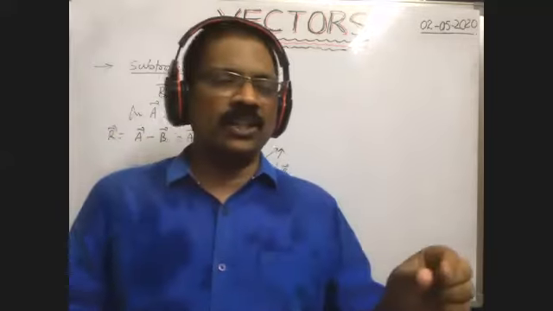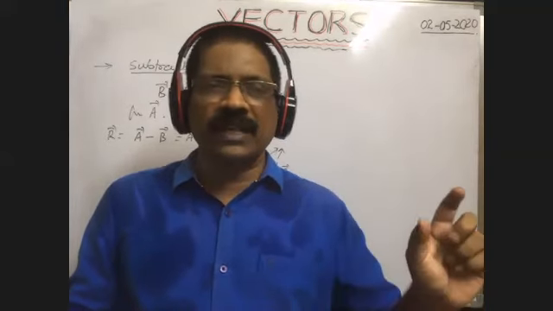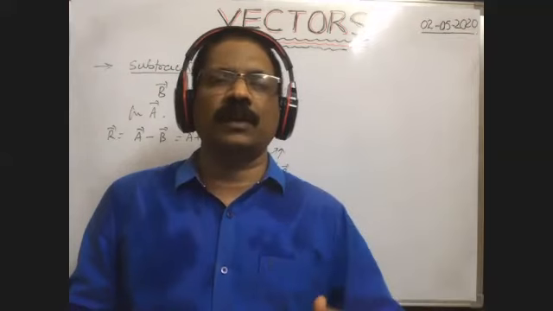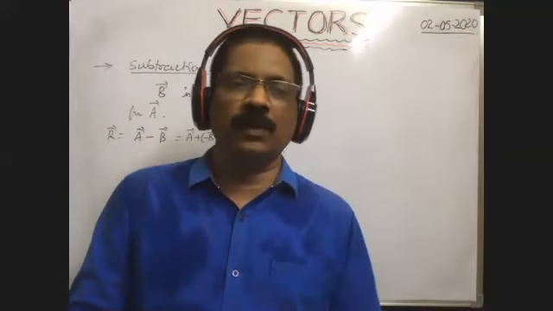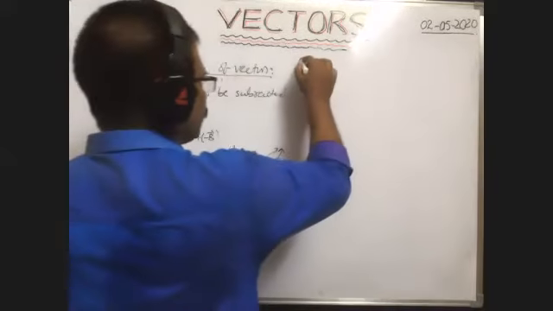Subtraction of vectors means we cannot subtract one vector from the other directly. We have to reverse the direction of B bar and then add it to A bar so that it gives A bar minus B bar only. So indirectly we do this subtraction of the vectors.